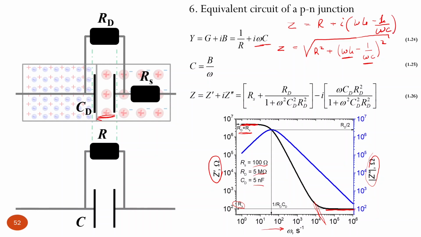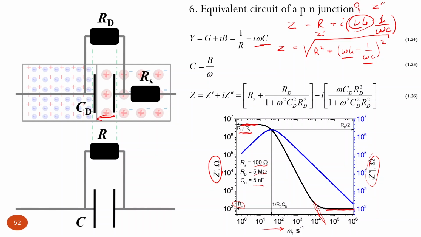So that is Z prime, and this is Z double prime. Since we have not inductor, but we have capacitor, this is 0, and we have minus 1 over omega C. So that's actually negative. That's why the Z double prime, imaginary component of impedance, is negative. So we take absolute value and plot.